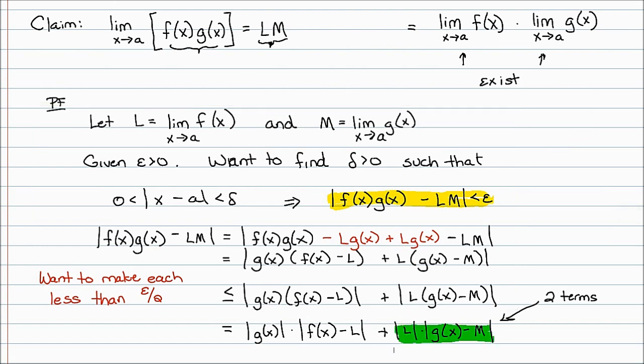I'm going to concentrate on that second term there, and I'm going to try to make that term less than epsilon over 2. I'm going to try to find a delta so that we can make that term less than epsilon over 2, and that'll be part of our proof. And then we'll find another delta to make that first term less than epsilon over 2, and we'll be okay at that point.